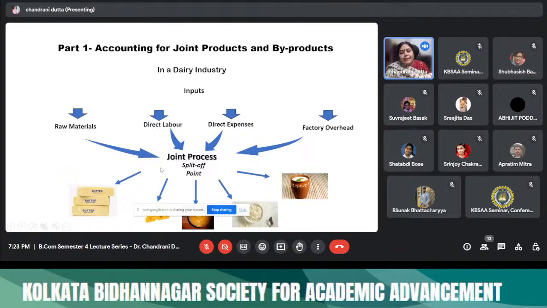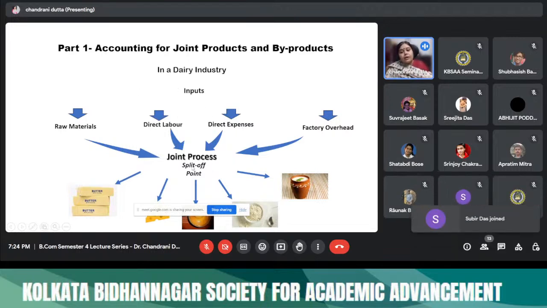Now when this is happening together, at that point you are not able to distinguish which product you will get. Will I get the butter, the ghee, the cheese, or some other milk dairy product? You are not able to distinguish till you arrive at this point, which is the separation point, the split off point. Once you arrive at the split off point, you get an intermediate product.